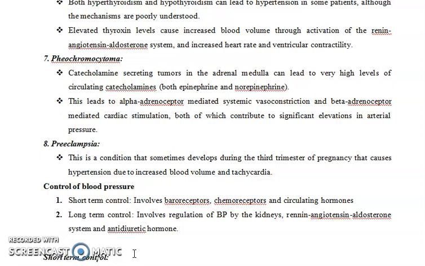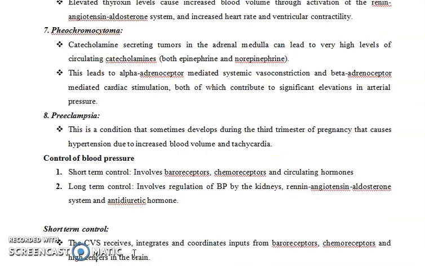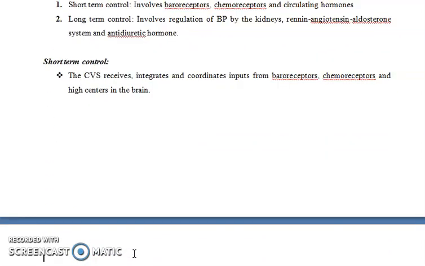It is done by two methods, a short-term control of BP and a long-term control of BP. In the short-term control of BP, it is done by baroreceptors as well as chemoreceptors, and long-term control of BP is done by the renin-angiotensin-aldosterone system and antidiuretic hormone.